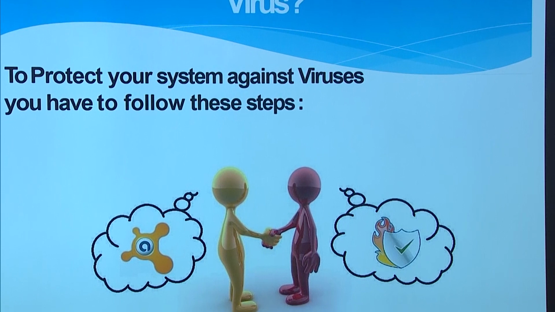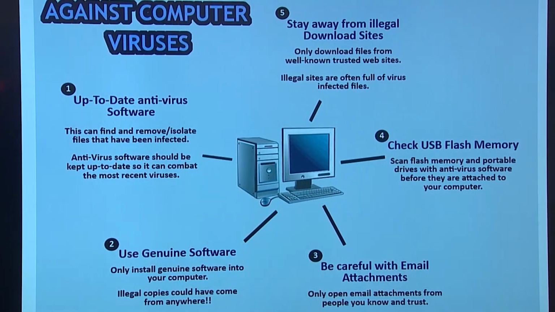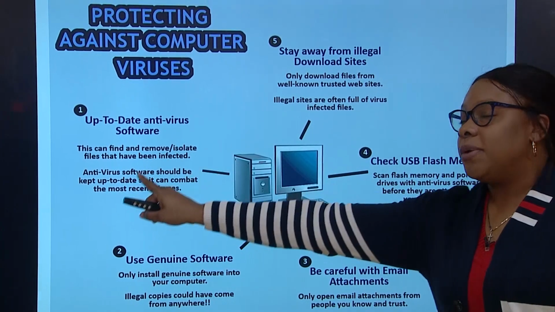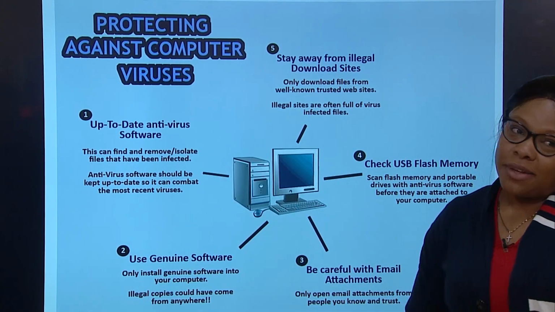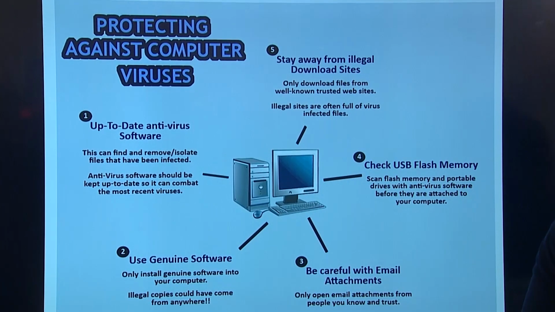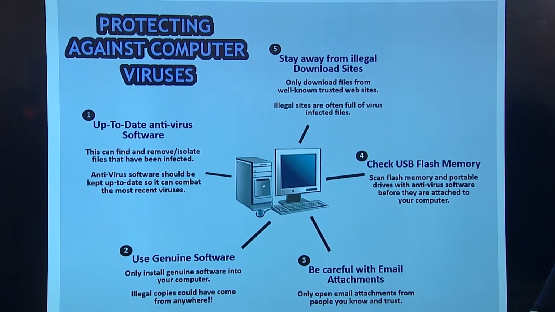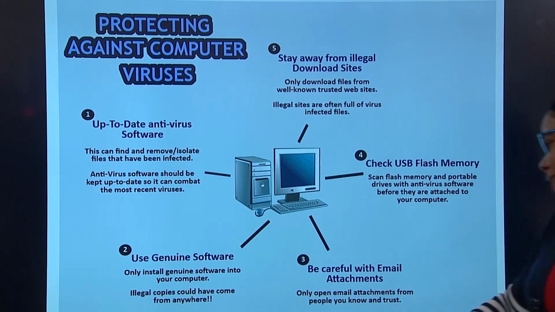All right, good. So how do you protect your system from viruses? It's a couple of things. One, make sure your antivirus program is up to date. Two, use genuine software programs. Most of us love to get the free stuff, but the free stuff may be what kills your computer. So as best as possible, pay for the genuine ones, all right?